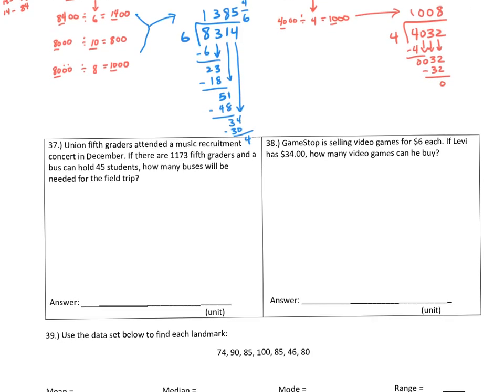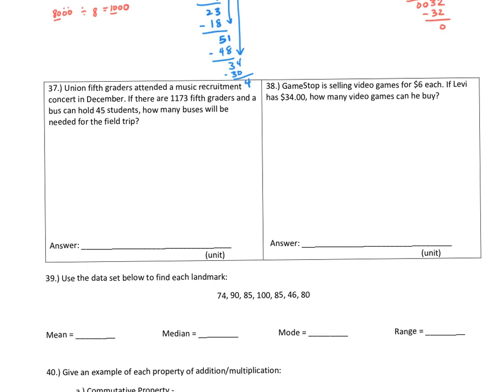Question 37 and 38. Question 37 says Union 5th graders attended a music recruitment concert in December. If there are 1,173 5th graders and a bus can hold 45 students, how many buses will be needed for the field trip? So I need to take my 1,173 students, and I need to group them into groups of 45. And that eventually is going to tell me how many groups of students I can have, and each of those groups of students will represent how many buses that I need.